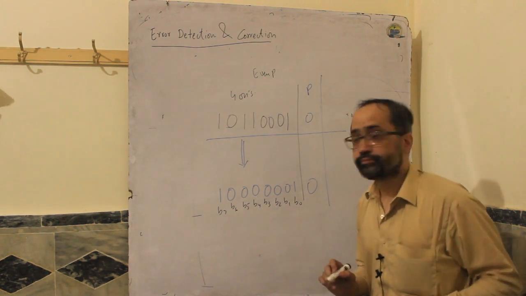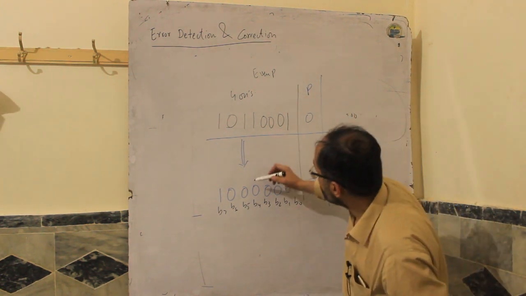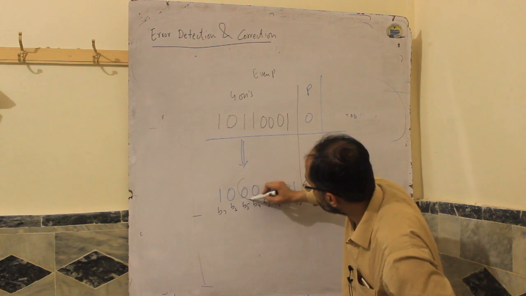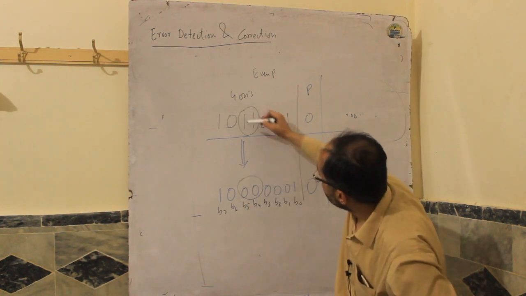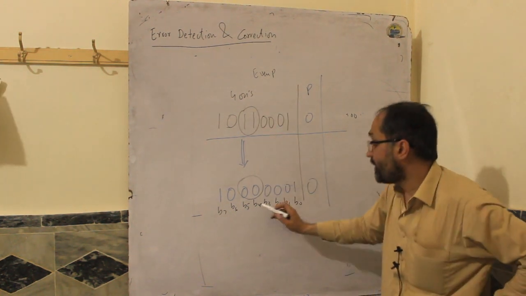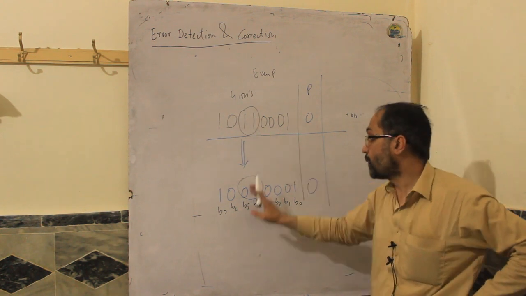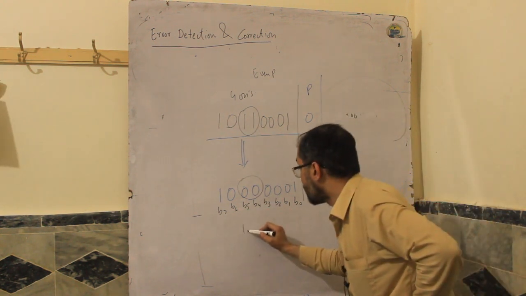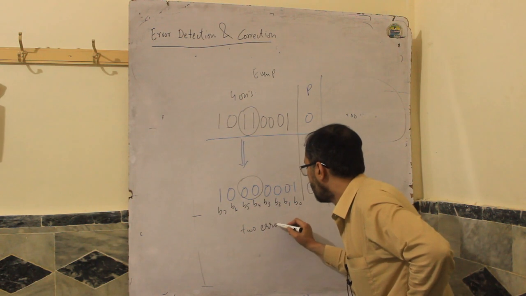So if you look at this data, with bits B7, B6, B5, B4, B3, B2, B1 and B0, there are two errors. It means that B5 and B4 have been changed from 1 1 to 0 0. So there are two errors.